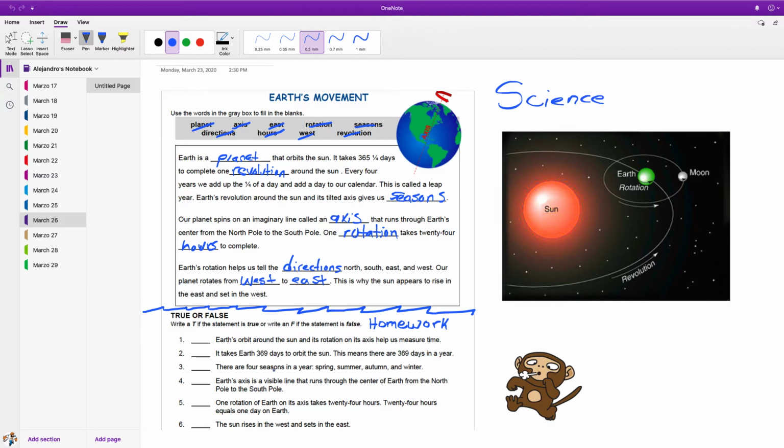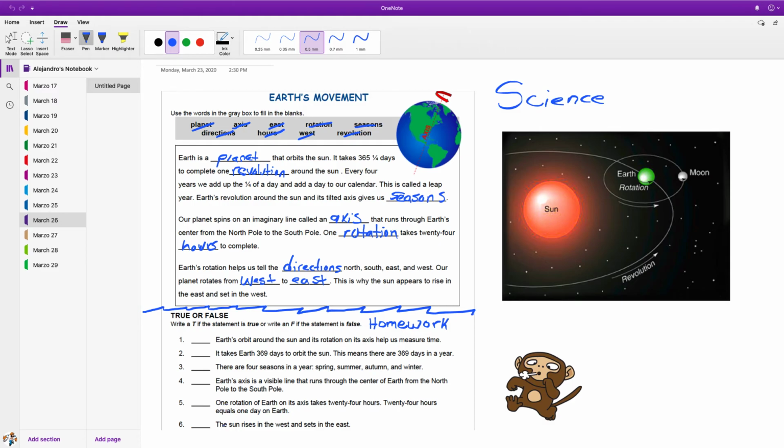Number 3, there are 4 seasons in a year: spring, summer, autumn, and winter. Okay, I think this is common sense, right? So you tell me for number 3, okay? Number 4, Earth's axis is a visible line that runs through the center of Earth from the North Pole to the South Pole. Okay, we talk about it. You have the illustration here, so I'm talking about this illustration right here. So you tell me for number 4, okay? Number 5, one rotation of Earth on its axis takes 24 hours. 24 hours equals 1 day on Earth. Okay, you tell me, okay?